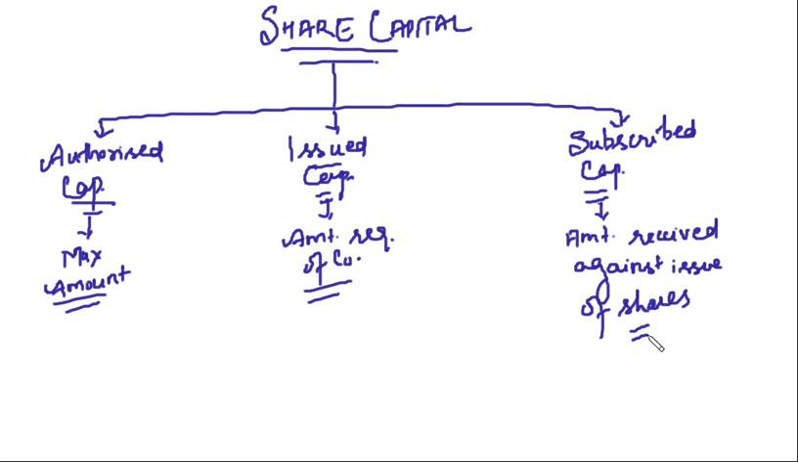What is authorized capital? It is the maximum amount that can be raised by a company through issue of shares. What is issued capital? It is the amount that the company wants to raise by the issue of shares. What is the subscribed capital? It is the amount that has actually been received by the company against issue of shares.